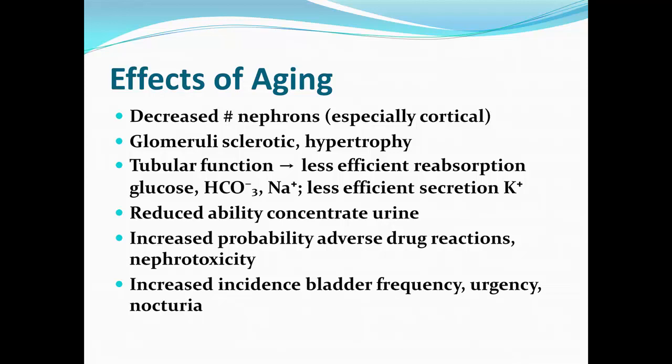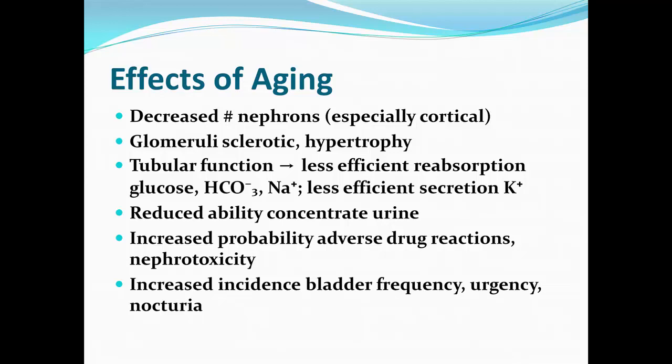The negative effects: if an individual does have negative effects, you would see this in the glomeruli, because they may develop some level of sclerosis and hypertrophy of the glomeruli. With tubular function, even with a good number of nephrons, you may see a less efficient reabsorption of glucose, bicarbonate, and sodium, and less efficient secretion of potassium.